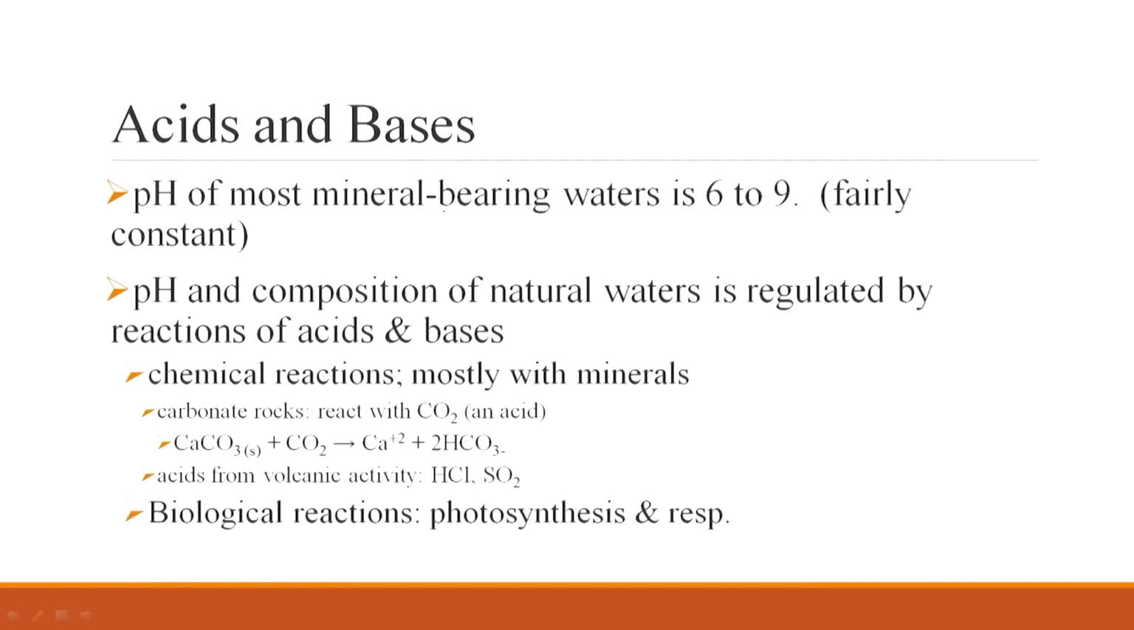So, the pH of most mineral bearing waters is 6 to 9, okay, but typically let us say we are fine with 6.5 to 8, right, as 6 to 9 is too wide a range. And the pH and composition of natural waters is regulated, obviously, by the reactions of acids and bases. Again, everything is typically in equilibrium in natural systems, right. And chemical reactions, obviously again mostly with minerals. So, in the context of the dissolution of carbon dioxide, what is going to happen?